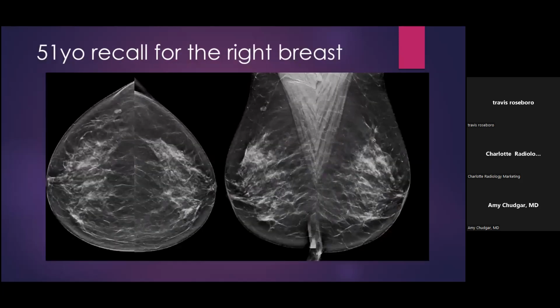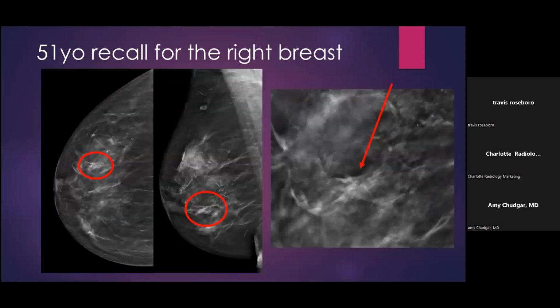So here's an example. This is a 51-year-old patient. So she has heterogeneously dense tissue, so she's going to fall into the C category. So she had a screening mammogram and she was recalled. On the 2D images, it would really be hard to see any abnormality. But when we scroll through the 3D images, we can see this spiculated mass in the lower outer quadrant.